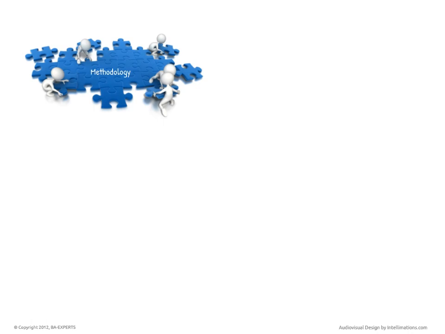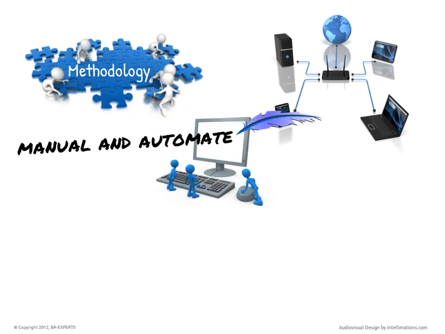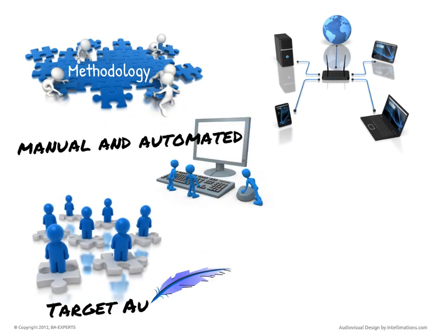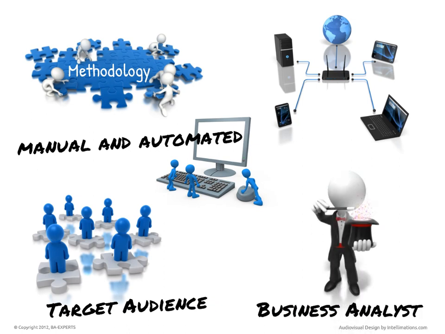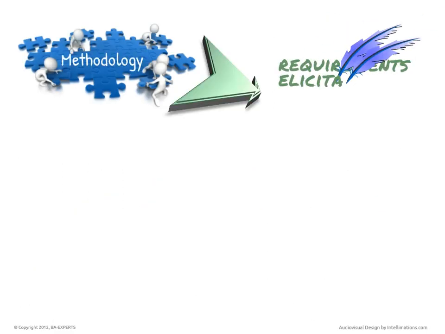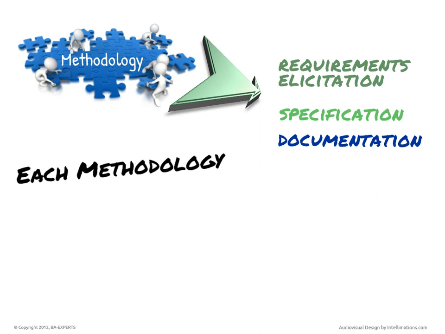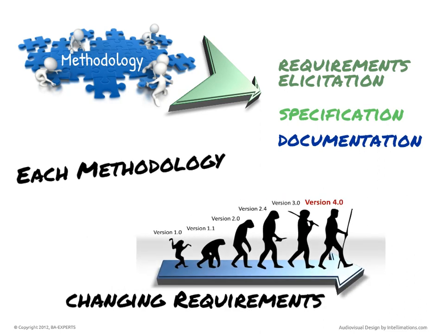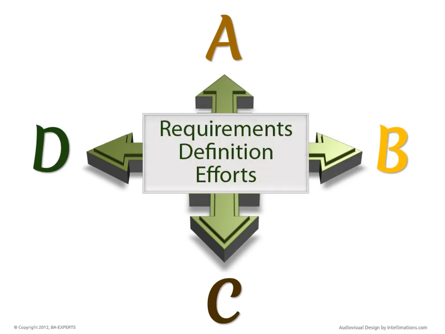The ultimate deliverable of a methodology is a deployed or installed solution, including manual and automated components, that its intended target audience can use. As a business analyst, you're a major player in the process of defining the solution. Therefore, you need to understand how the methodology influences your requirements elicitation, specification, and documentation. Each type of software development methodology handles changes in the requirements over the life of the project differently. How do the different methodologies affect your requirements definition efforts?